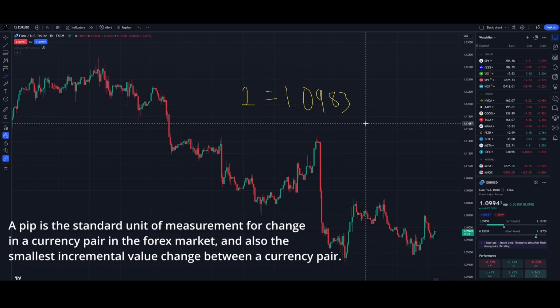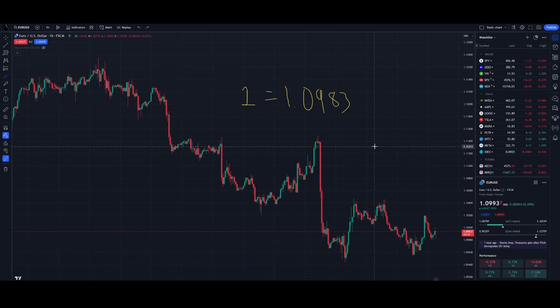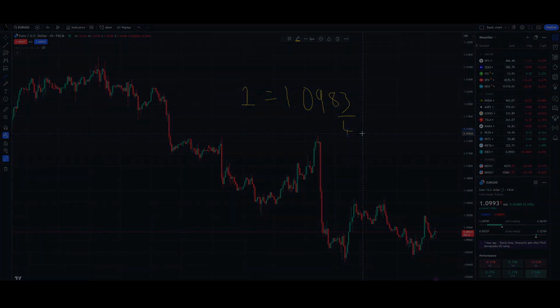Forex traders often use the term pips. A pip is the standard unit of measurement for change in a currency pair in the Forex market, and also the smallest incremental value change between a currency pair. This is worth 1/100th of 1 cent, and this would translate to being the 4th decimal point in the currency pair. So for example, if the Euro US dollar goes up 1 pip, we would expect this 3 to change into a 4. 1 pip on one standard lot equates to a $10 gain or loss in that specific currency pair. We're going to talk more about standard lots and contract sizes shortly.